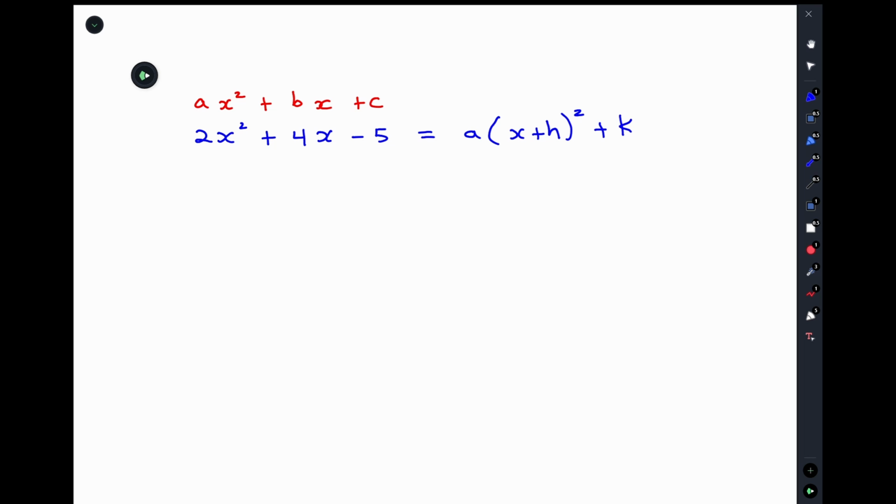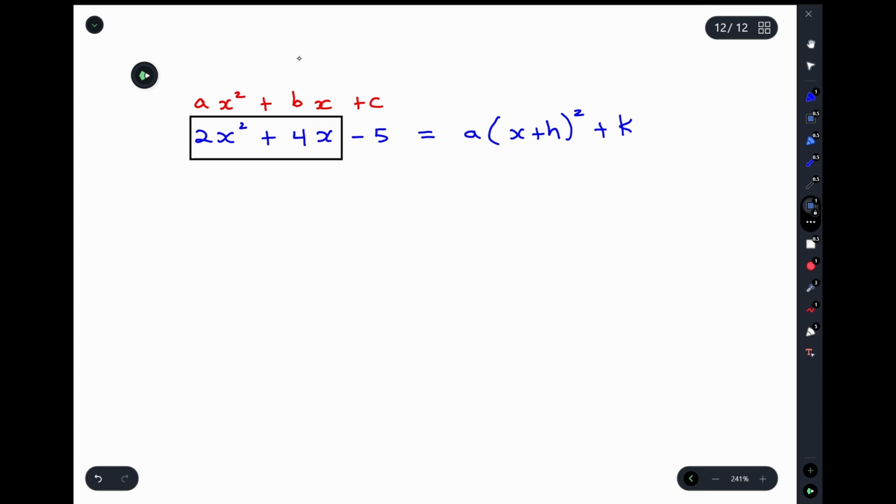So now let's look at another method for doing this. We know that a is equal to 2. I want to focus on the first two terms, 2x squared and 4x.